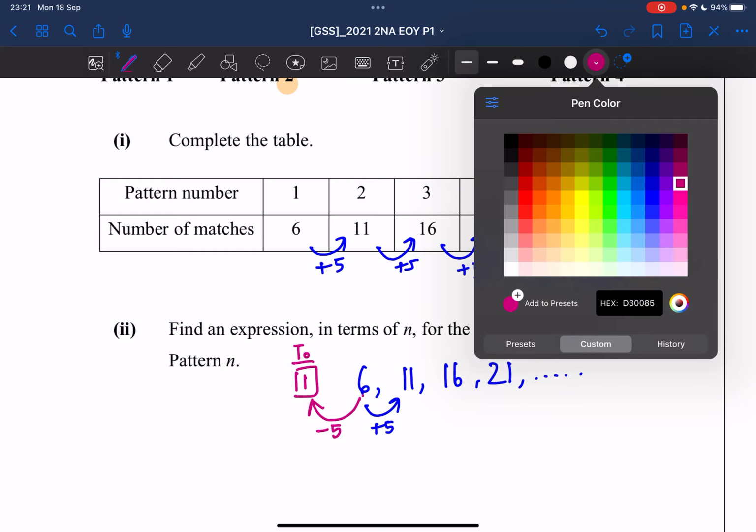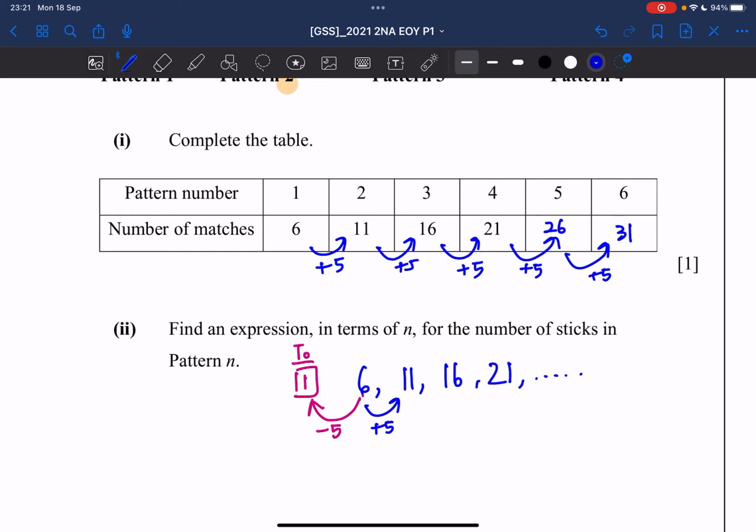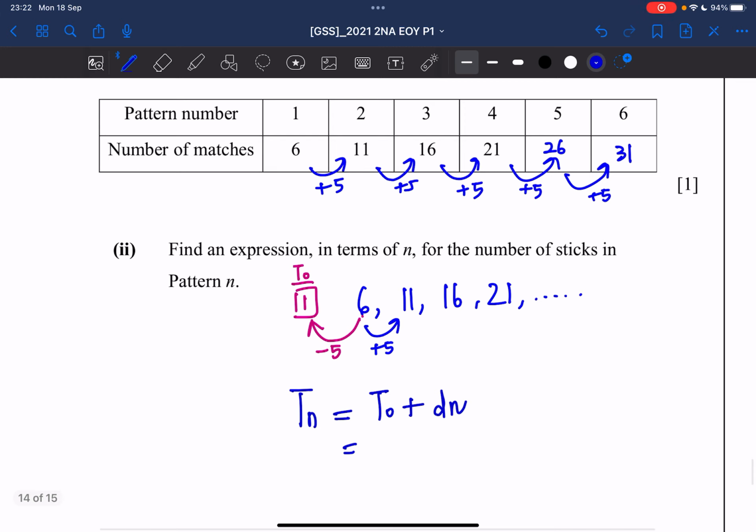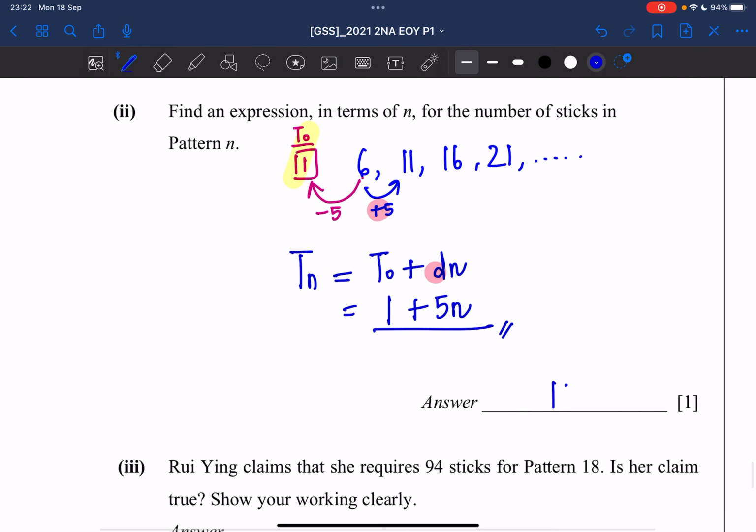Then how do you write down your n term or your general term? So the formula for your n term is equals to T0 plus Dn. So your term 0 is 1, so it's 1 plus, then your difference is actually positive 5. So we plus 5, and then the n we just put behind. So this is your n term. So 1 plus 5n.